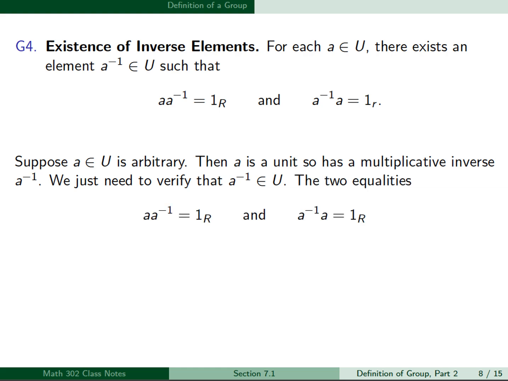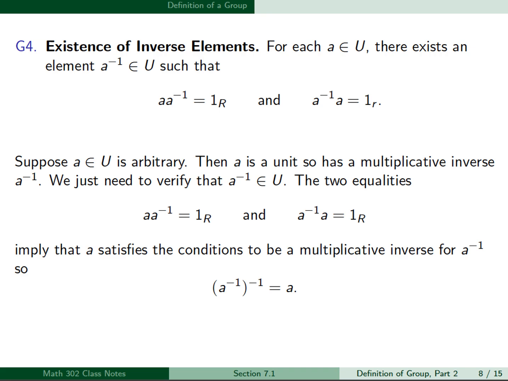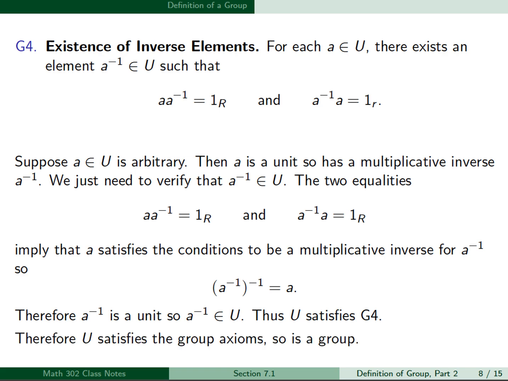Now the two equalities, a times a inverse equals 1 sub R, and a inverse times a equals 1 sub R, imply that a satisfies the conditions to be a multiplicative inverse for a inverse. So a inverse inverse is equal to a. Therefore, a inverse is a unit, so a inverse belongs to U, and thus U satisfies G4. And therefore, U satisfies the four group axioms, so it is a group.